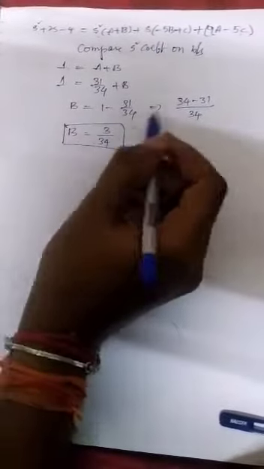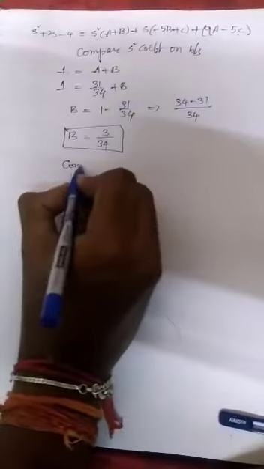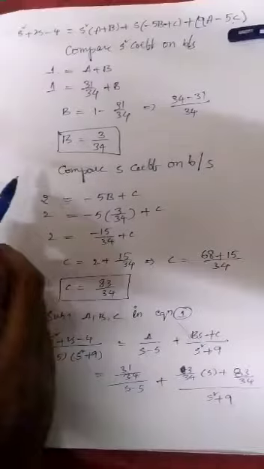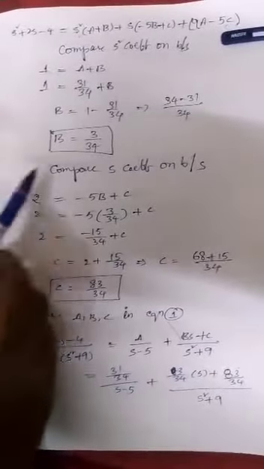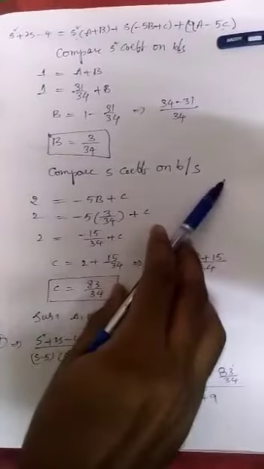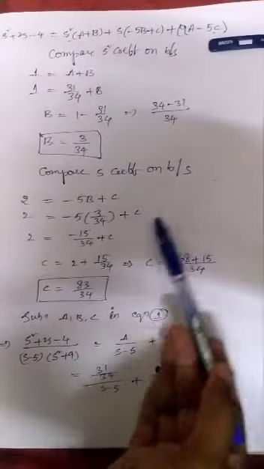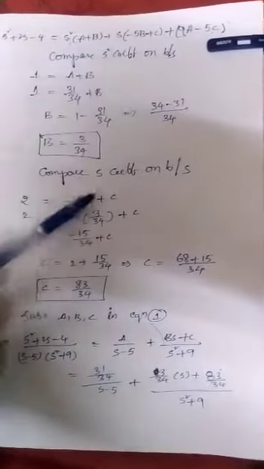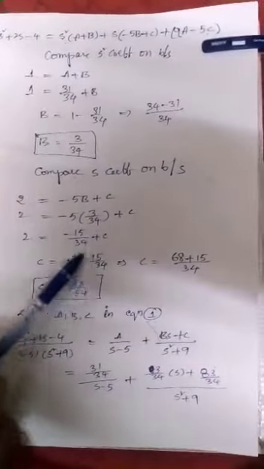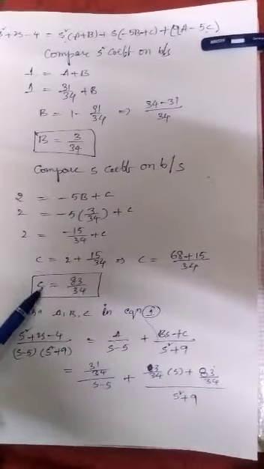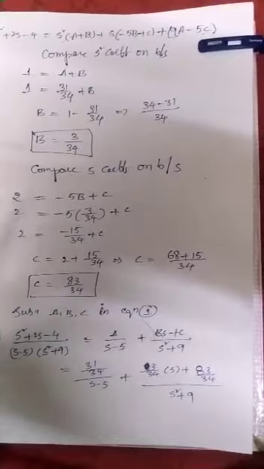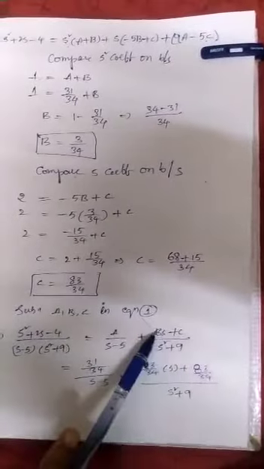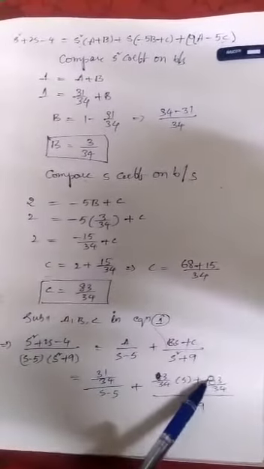Now we got a value and b value. Now compare s coefficients on both sides. By comparing s coefficients on both sides, you will get this. On the LHS you will get 2, on the RHS you will get minus 5b plus c. Substitute b value 3 by 34 and take LCM and simplify it. You will get c value as 83 by 34. Now substitute ABC values in equation number 1. So this is equation number 1. Substitute a value here, substitute b value 3 by 34 and substitute c value 83 by 34.